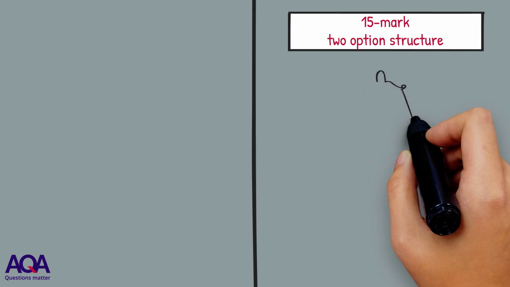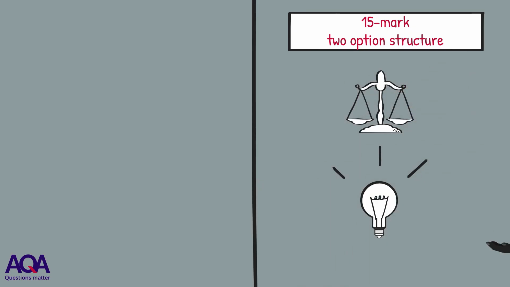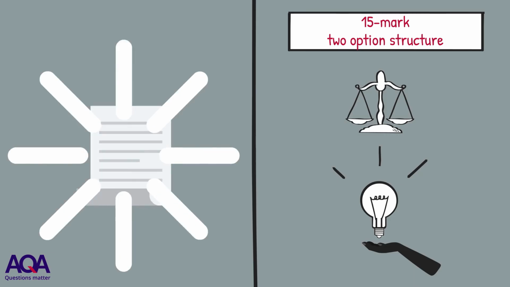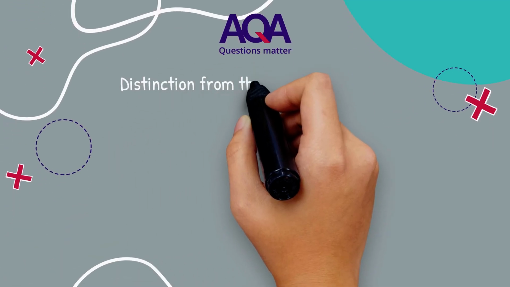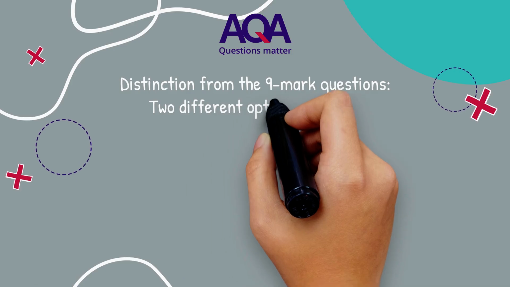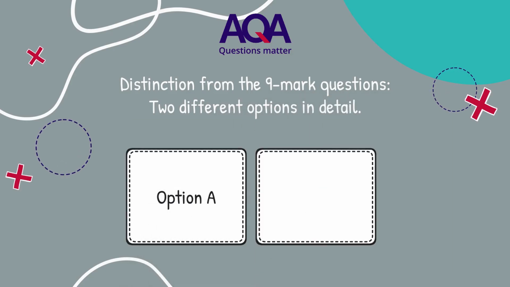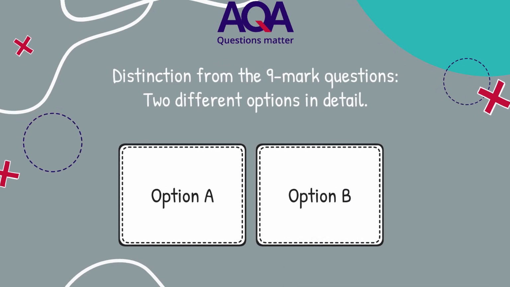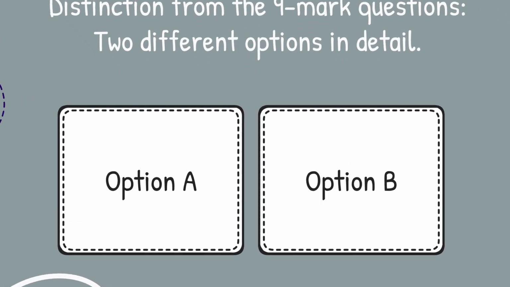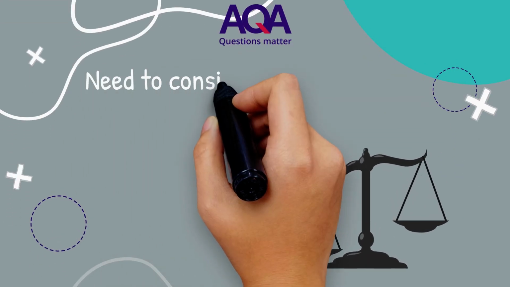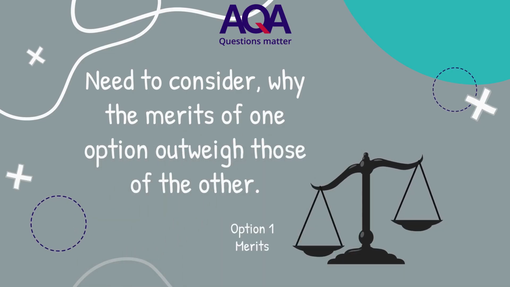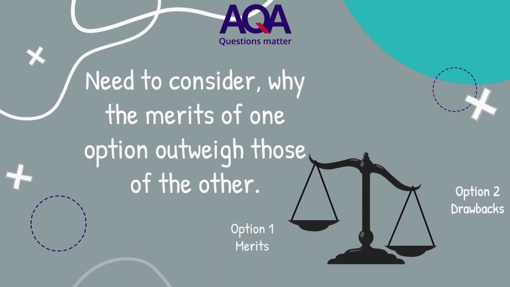While the 15-mark questions are clearly different from the 6-mark ones in that they require judgment, they will also require more creative solutions to be generated, rather than students usually being presented with those options, as happens for 9-mark questions. A further distinction from the 9-mark questions is the need to consider two different options in detail, whereas the 9-mark questions will usually be satisfied by analyzing whether one particular option will achieve a certain outcome. This has implications for the judgment, which will need to consider why the merits of one option outweigh those of the other, or why the drawbacks of one make another the more viable option.